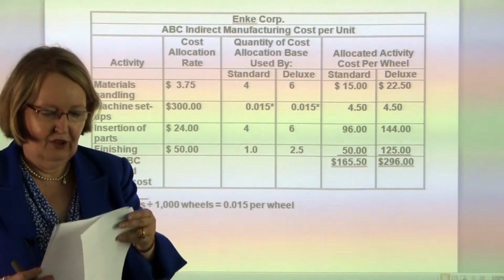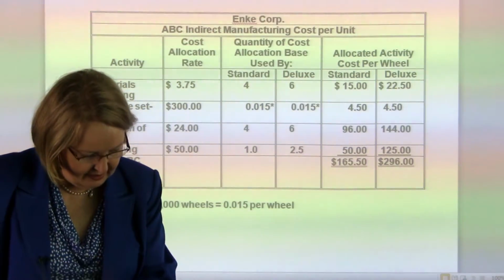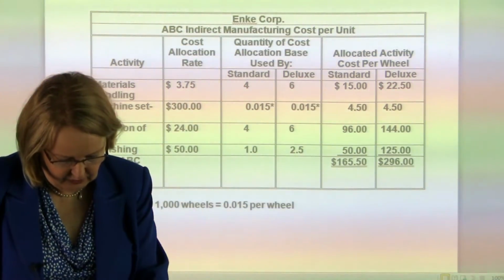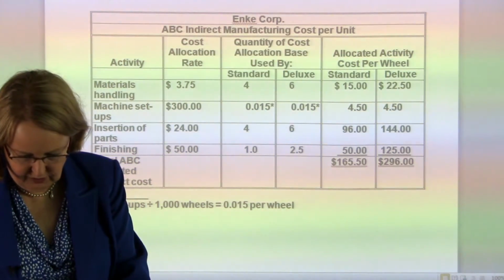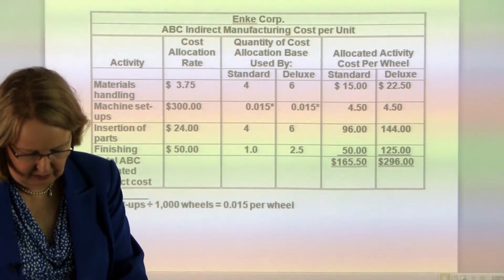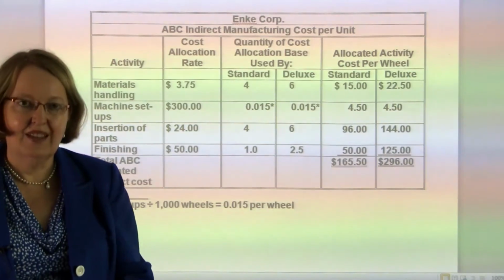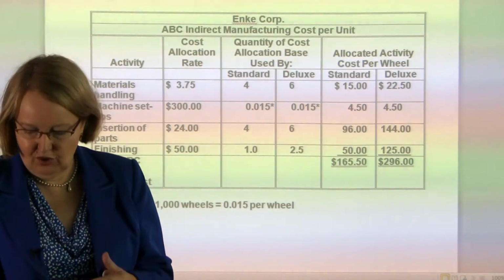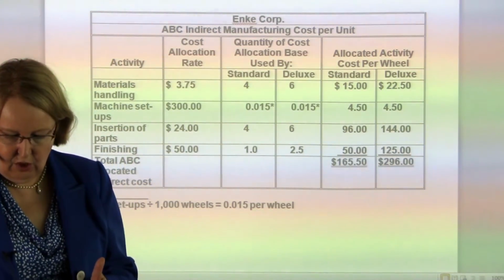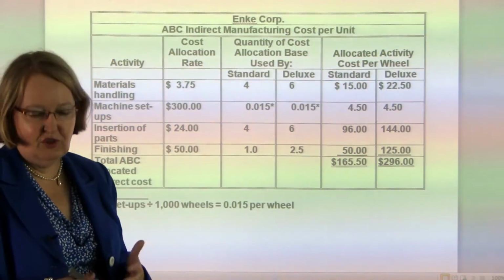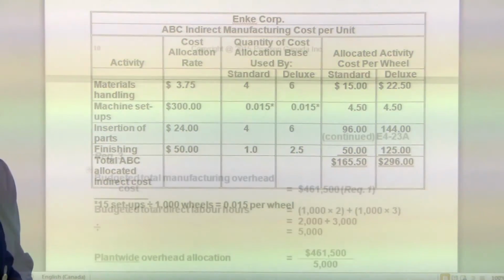So the next one we're going to look at is requirement 3, and for that one we're asked to compute the traditional plant-wide rate, so the non-activity based costing, just using one rate for everything. What would the picture look like in that situation?